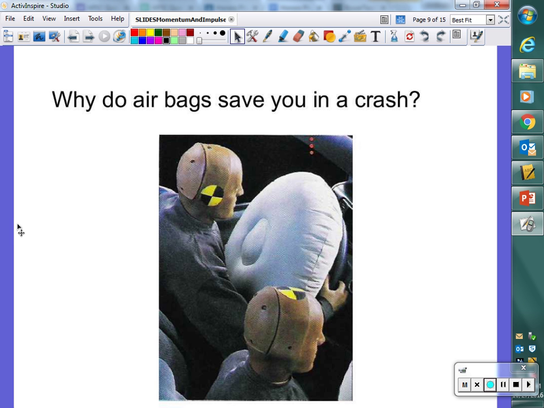So that is the mechanism, right? If your head is moving forward and you stop your head with your muscles, but your brain keeps going, that's how a concussion happens.